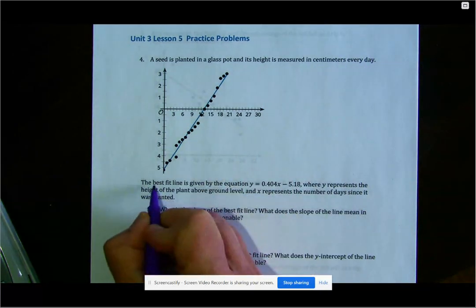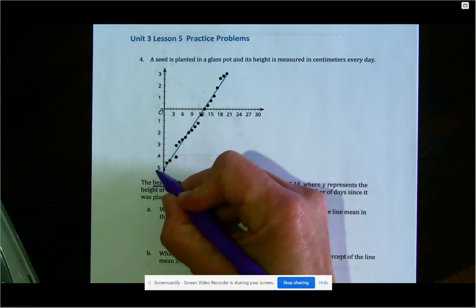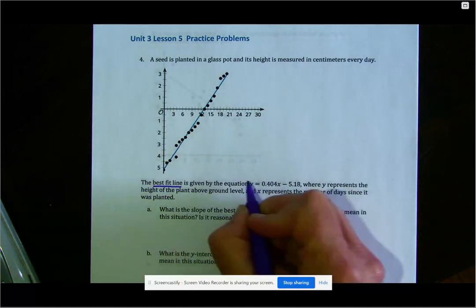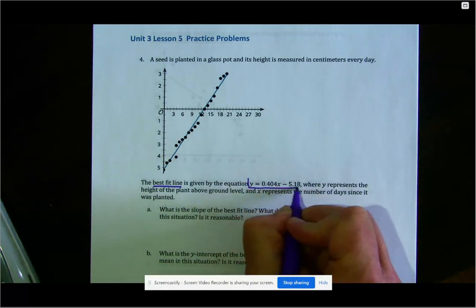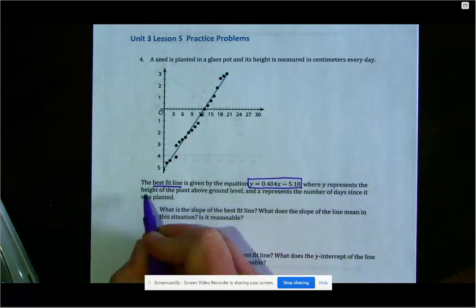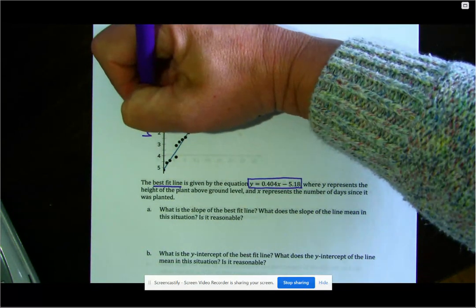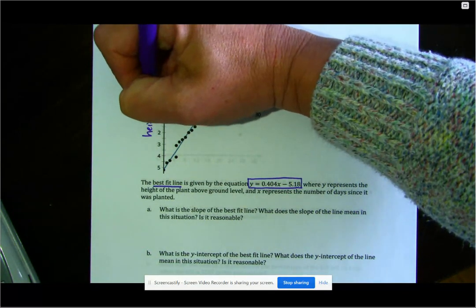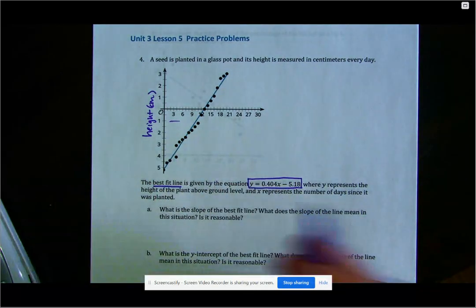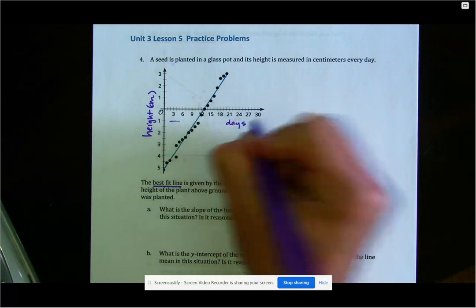The best fit line, which is this blue line here that they either got from technology or just by eyeballing it, is given by this equation. Holy decimals, right? Where y is representing the height of the plant, so this is the height in centimeters, cm. And x is representing the number of days since it's been planted.